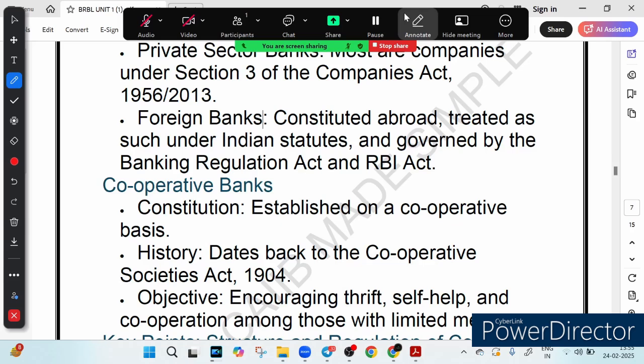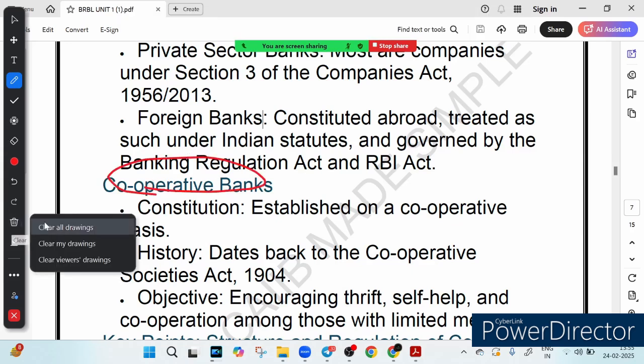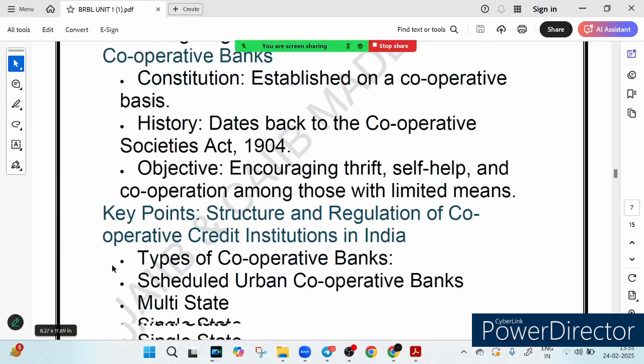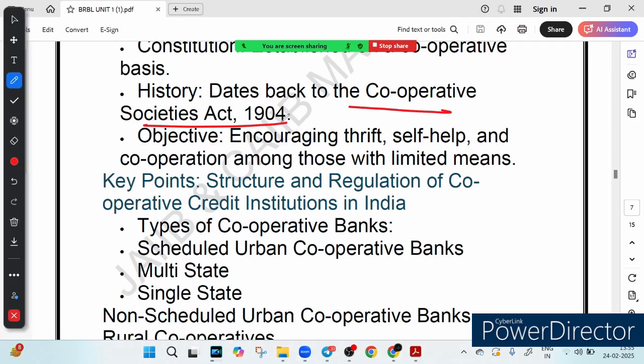And don't forget the cooperative banks. These banks are set up with a cooperative structure and have been around for a long time, dating back to the Cooperative Society Act of 1904. They focus on helping members within the community, right?